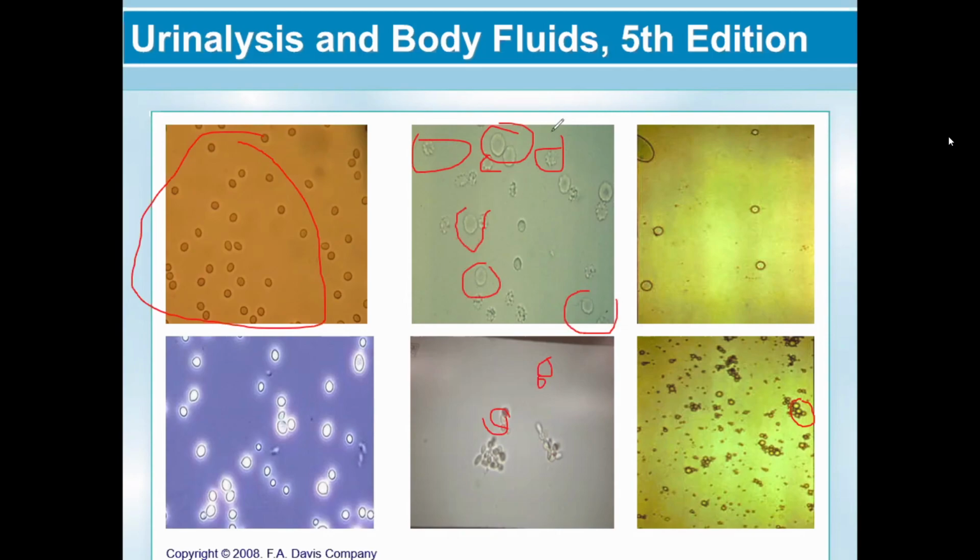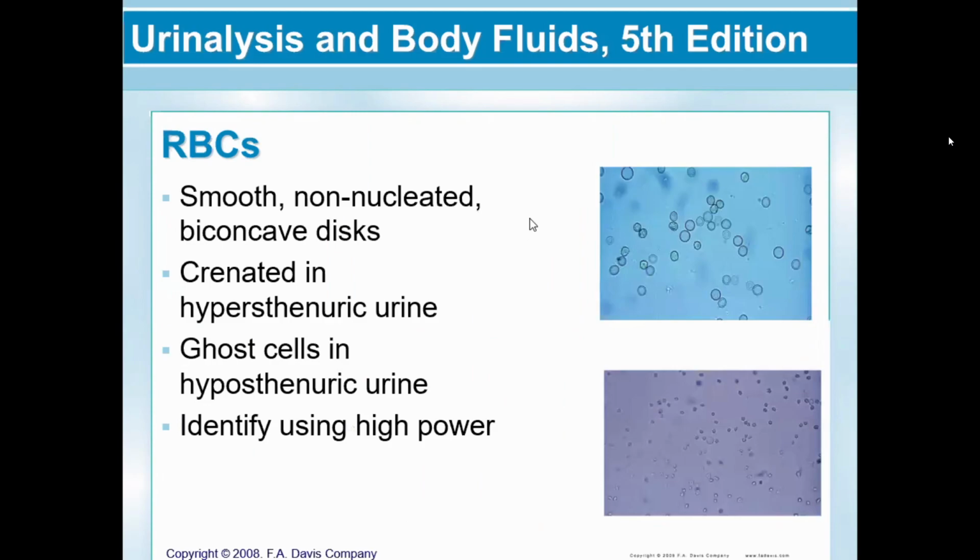So, let's look at the different formed elements in our urine. Number 1 is your red blood cells. Guys, under which objective do we view our red blood cells? We view them under the high power objective. And in most laboratories, we examine a minimum of 10 high power fields. We can't view them under low power because they are very small. So we have to switch to the high power objective.